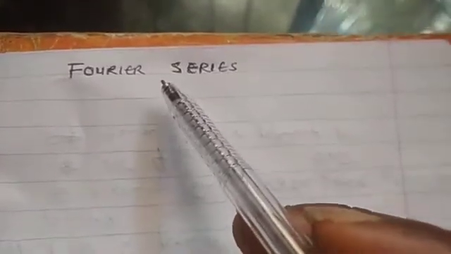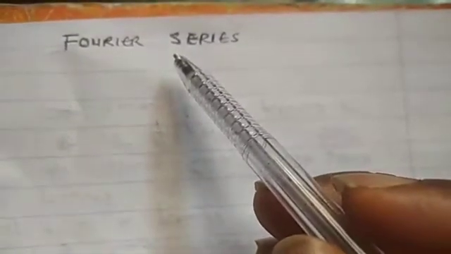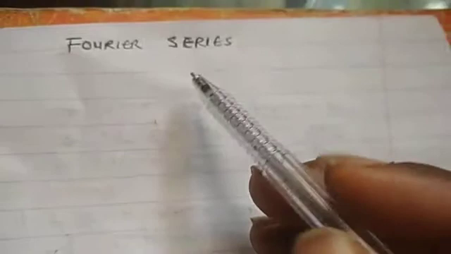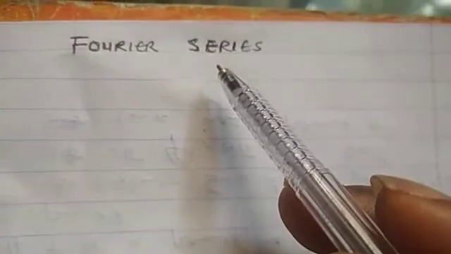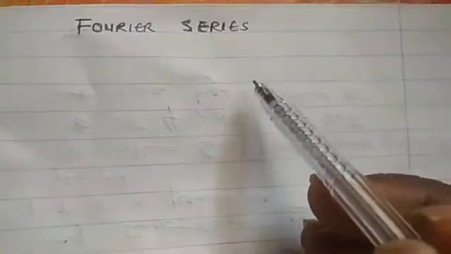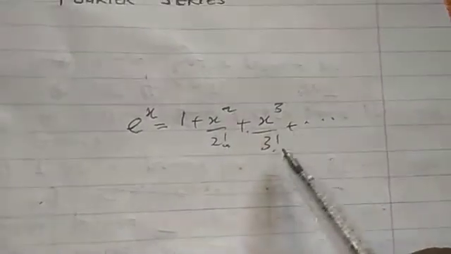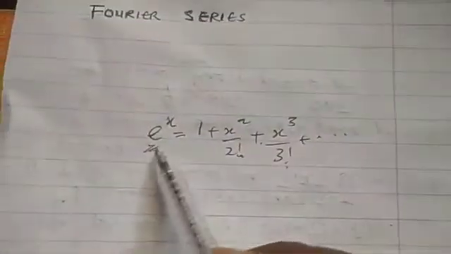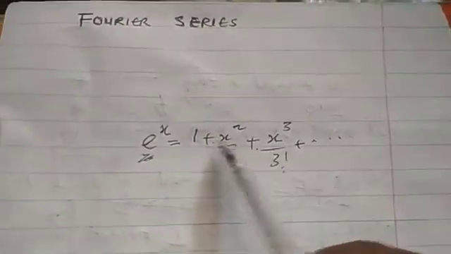Welcome to our class. Today we want to discuss Fourier series. We are familiar with what we call Maclaurin series, Taylor series, and other series like that. But those series represent a function in terms of polynomials. For instance, the exponential of x is 1 plus x squared over 2 factorial plus x cubed over 3 factorial and so on. So this exponential is being represented in terms of a polynomial in the variable x.